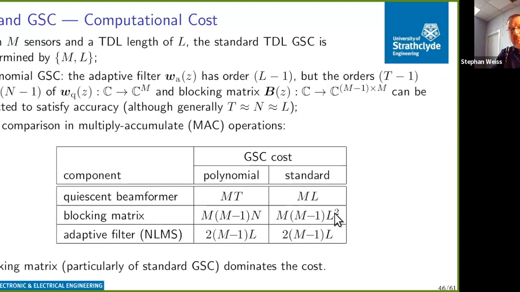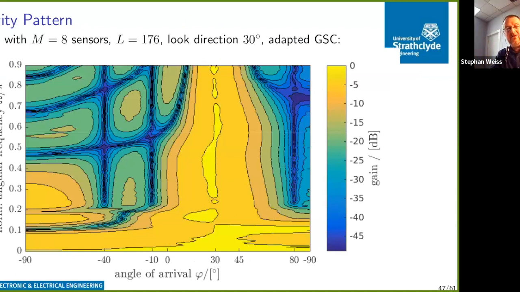So here's an example. We have a uniform linear array with 8 sensors. We have quite a large tap delay line length for our adaptive vector. We have a look direction of 30 degrees. Over angle of arrival and frequency, in color, you have essentially the directivity pattern. So we preserve the look direction of 30 degrees, and we've placed nulls in the directions of 3 unknown interferers here.